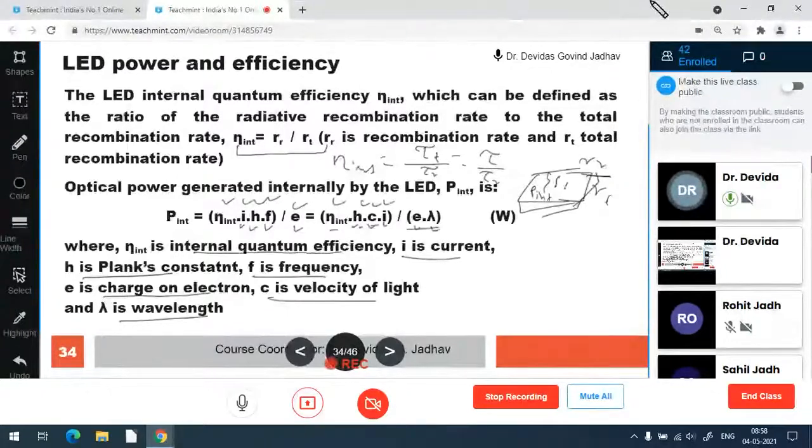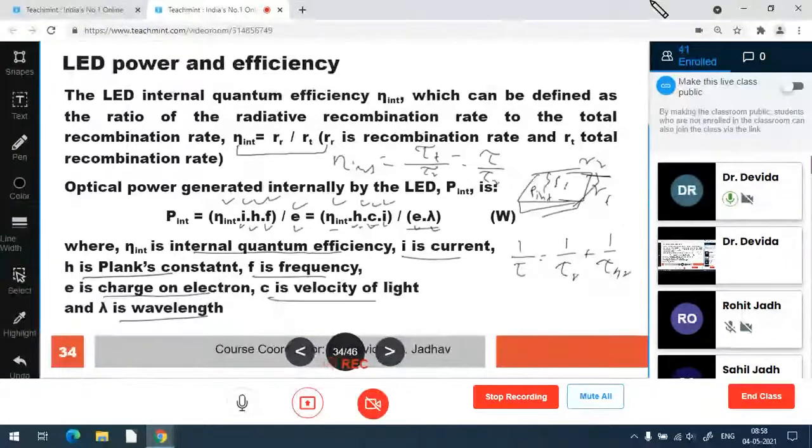Tau r and tau nr are recombination times, the radiative recombination time and the non-radiative recombination time, and tau t is the total recombination time. Recombination time and recombination rates are inversely proportional. So the total tau is given by 1 upon tau equal to 1 upon tau r plus 1 upon tau nr. This formula we can also use in problem solving.